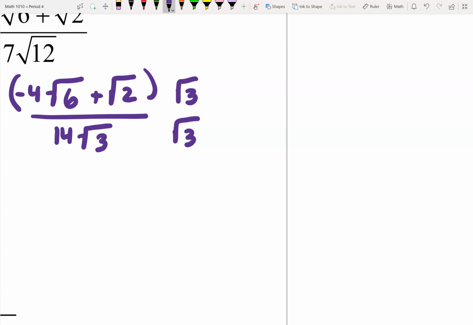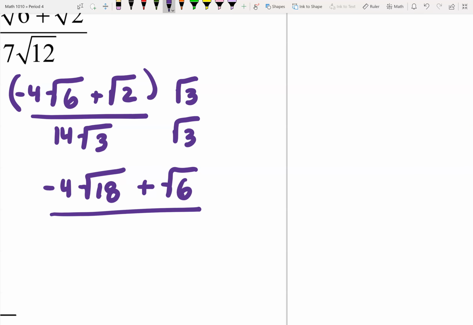-4 square root of 6 times the square root of 3 is -4 square root of 18. And then positive times a positive is a positive. 3 times 2 is 6. And then on the bottom, you have a 14. Everybody, what's the square root of 3 times the square root of 3? 3.